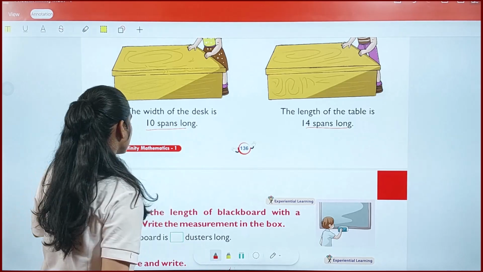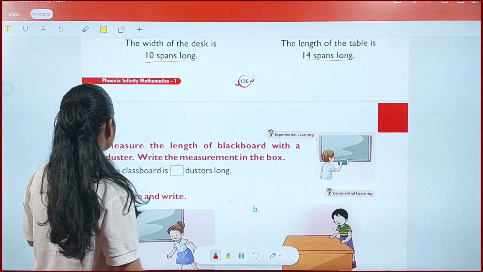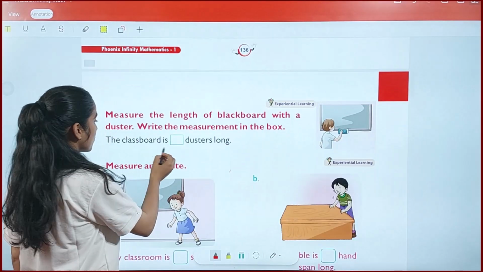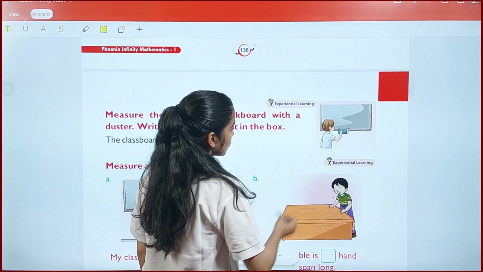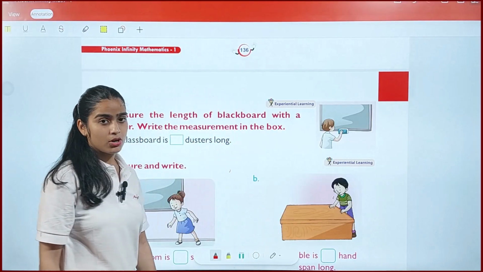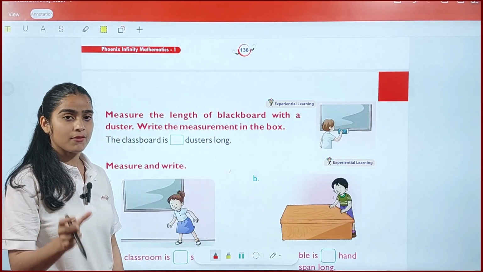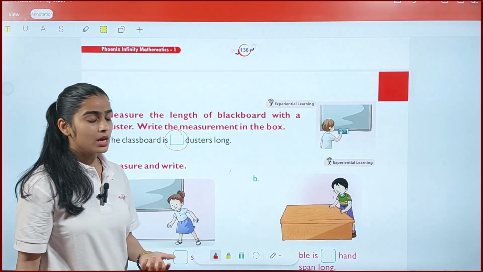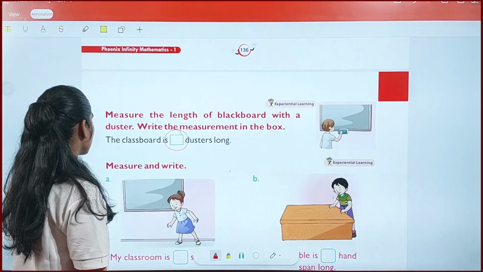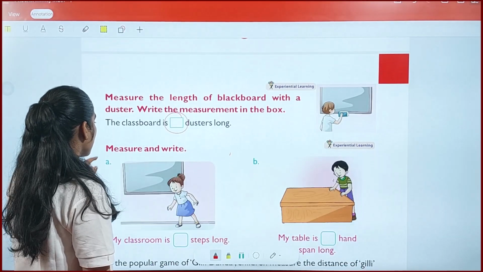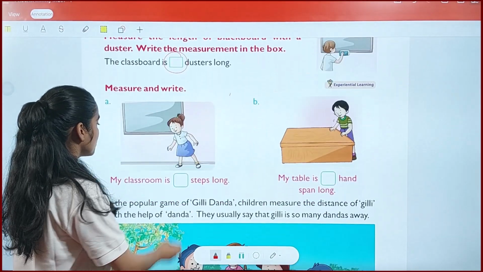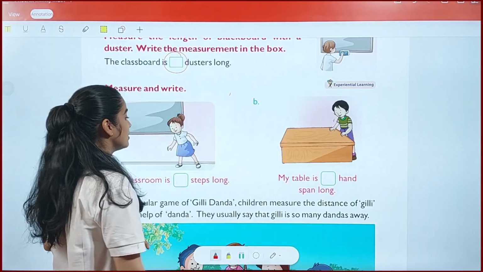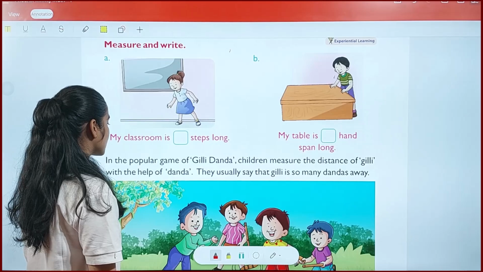Now we have to measure the length of the blackboard with a duster. Write the measurement in the box. So you have to take your cardboard duster and measure your blackboard and write your answer. How many dusters do you need to measure your blackboard? Measure and write. My classroom is that many steps long. My table is that many hand spans long. So you have to answer this question.